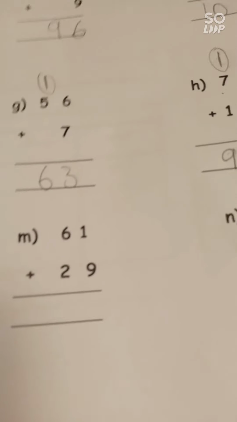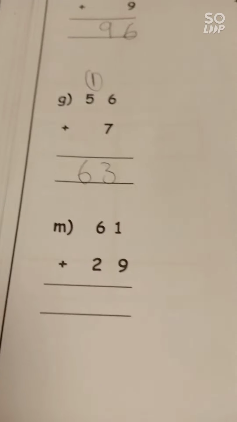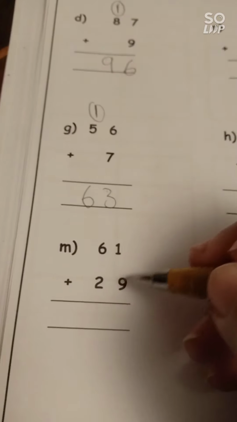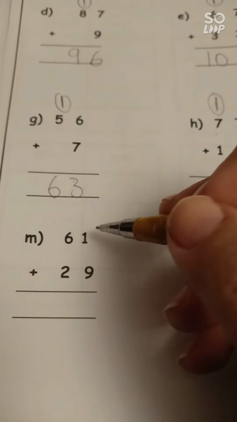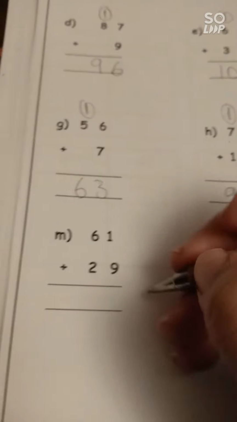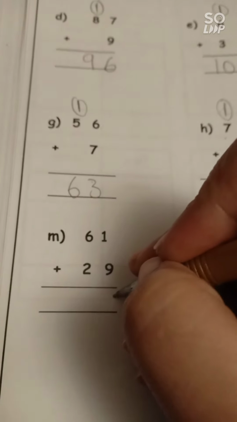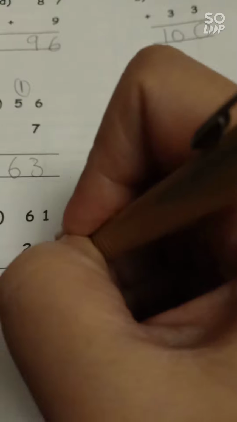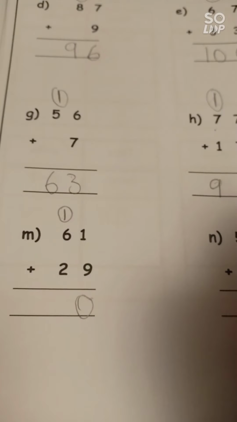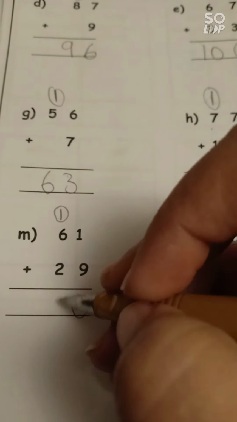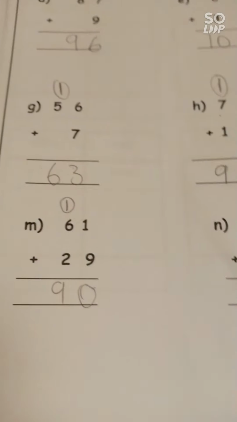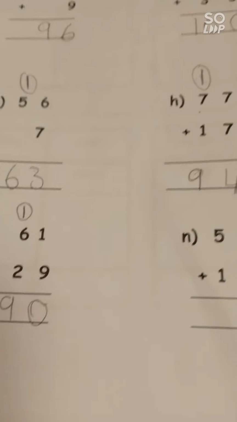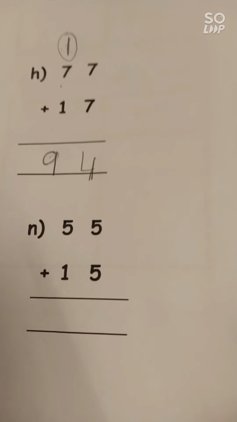And here another example. 61 plus 29. What should we do here? 9 plus 1 or 1 plus 9 equals 10. So we put the ones with the ones, which is the 0. And what do we do with the 1? We put it with the tens. So 6 plus 1 equals 7. 7 plus 2 equals 9. So it's 90.